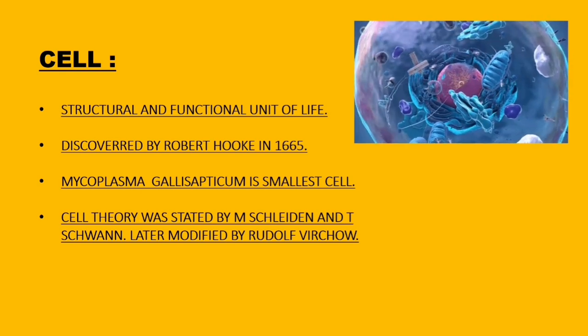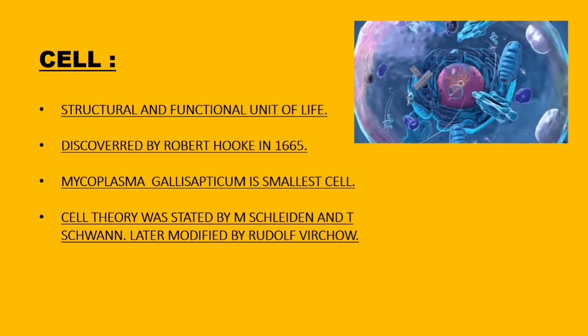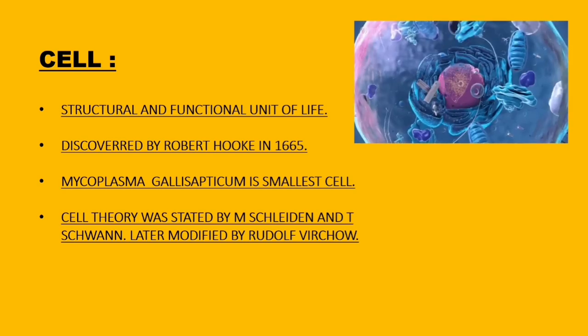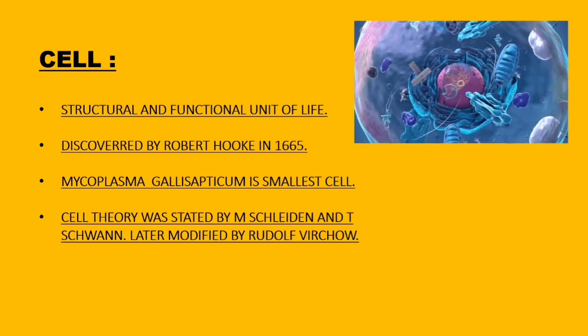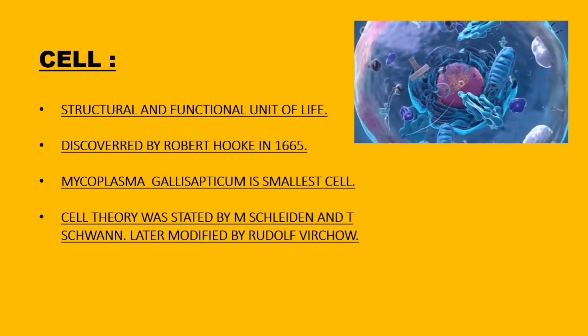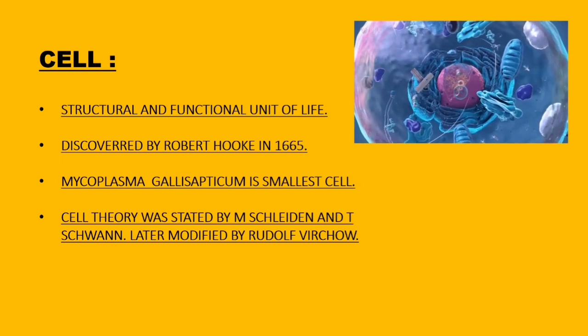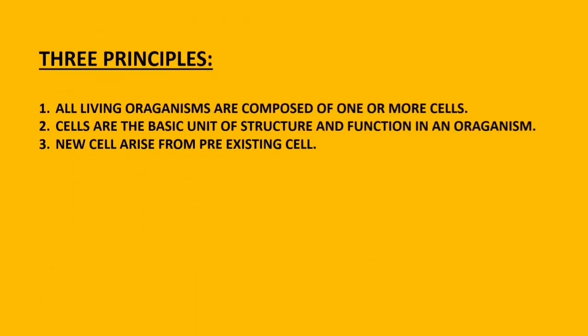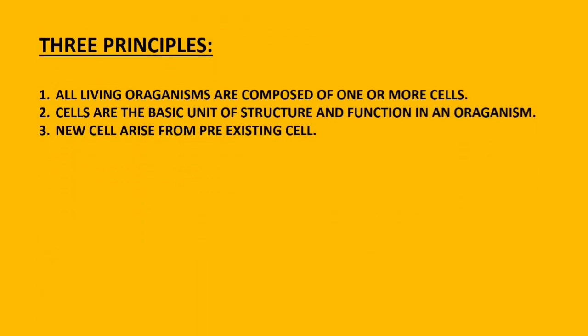Mycoplasma gallisepticum is the smallest cell. The cell theory was stated by M. Schleiden and Theodor Schwann in 1839. It was later modified by Rudolf Virchow. It consists of three principles. All living organisms are composed of one or more cells. Cells are the basic unit of structure and function in an organism. New cells arise from pre-existing cells.